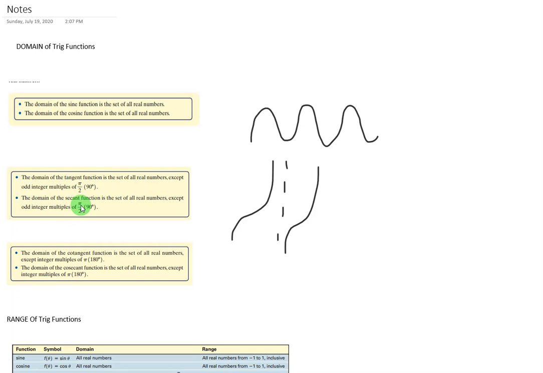The domain of the secant function is the set of all real numbers except odd integer multiples of pi over 2. Now, cotan goes the opposite way. It looks kind of like this, but goes the opposite way, and it is all reals except integer multiples of pi. And the same thing for cosecant. So cotan and cosecant have the same, and tangent and secant.